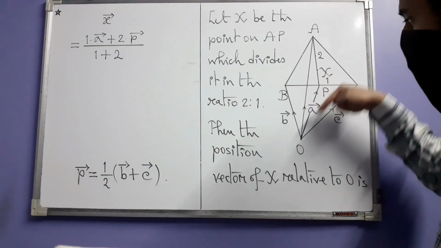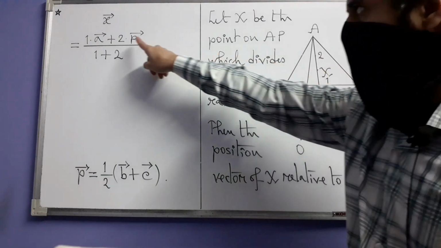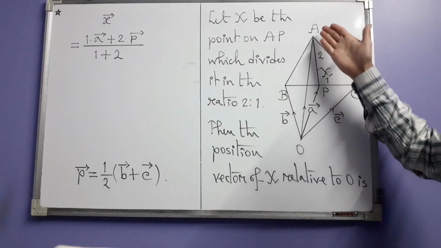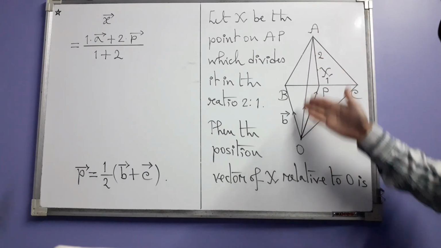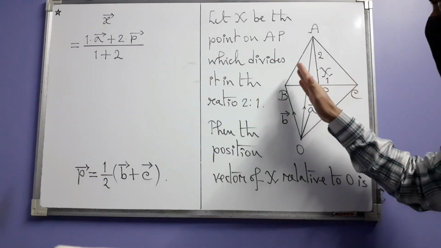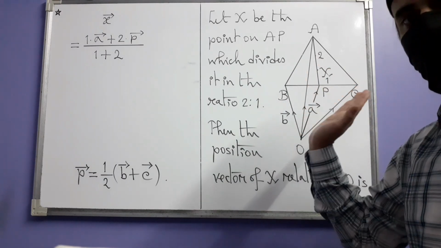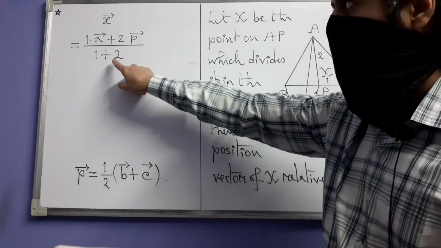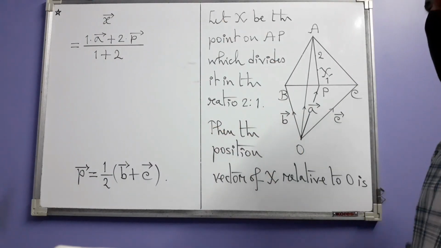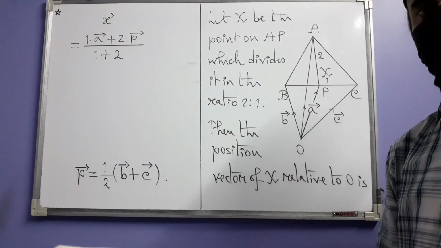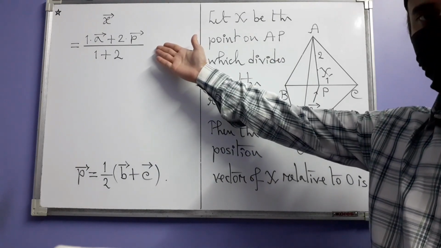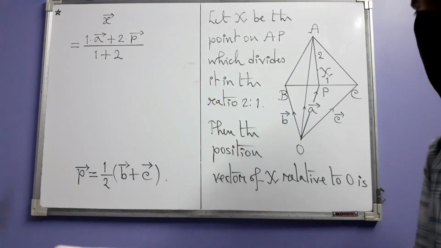So 2 times the position vector of P, that is 2P, plus the same thing for the position vector of A also. You have to multiply this one by the number which is away from it, that is 1. So 1 times A divided by 1 plus 2, the sum of these two numbers which form the ratio. And now we are just going to use this expression here and let's see what comes out.